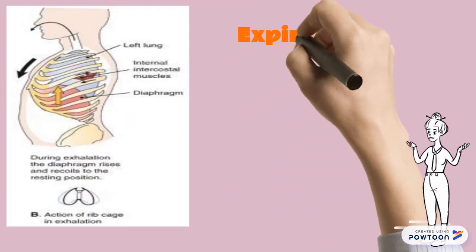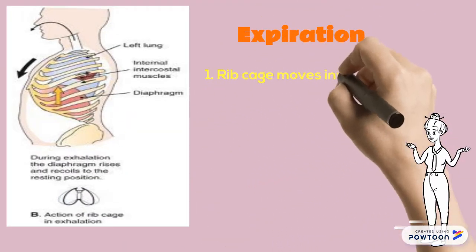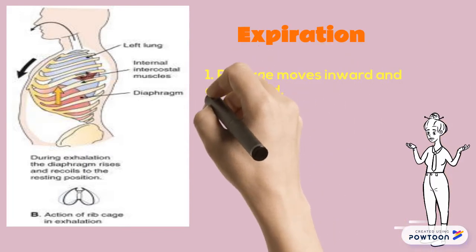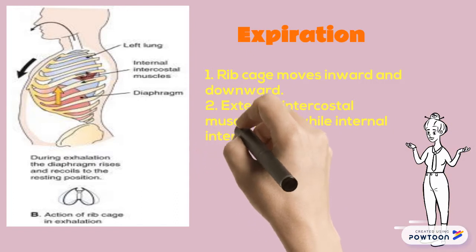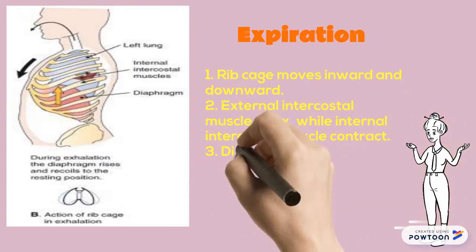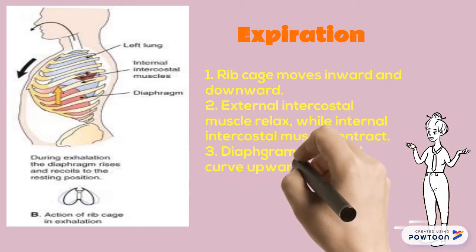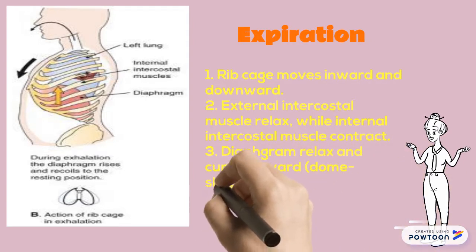During expiration, our ribcage will move inward and downward. The external intercostal muscle will relax, while at the same time, the internal intercostal muscle contracts. The diaphragm will relax and curve upward, forming a dome shape.